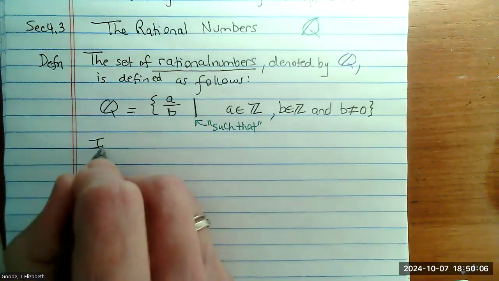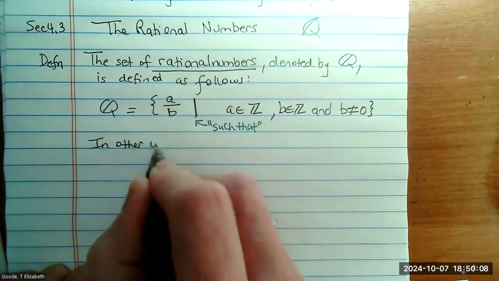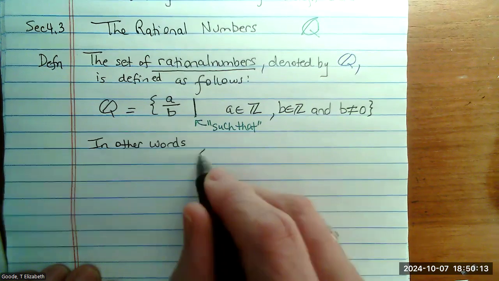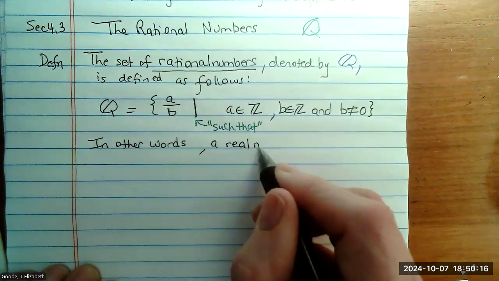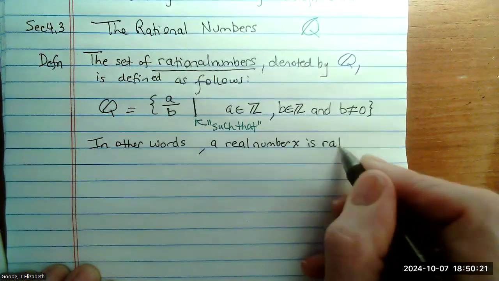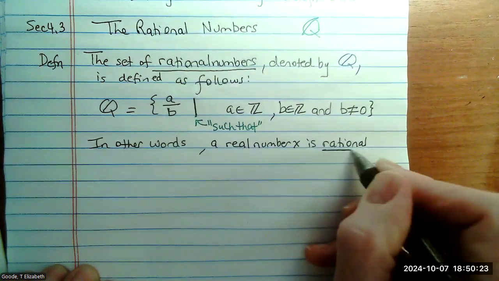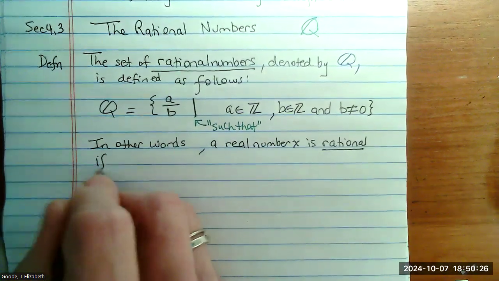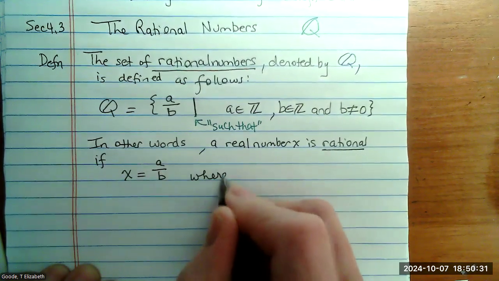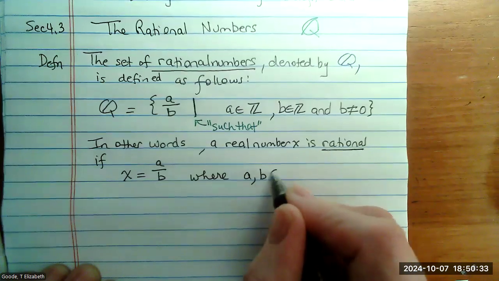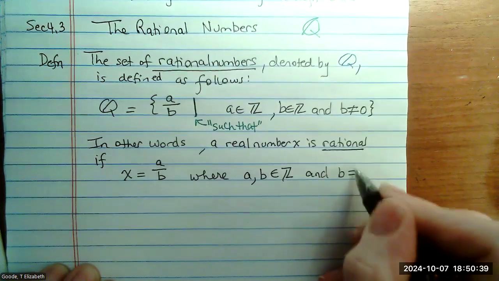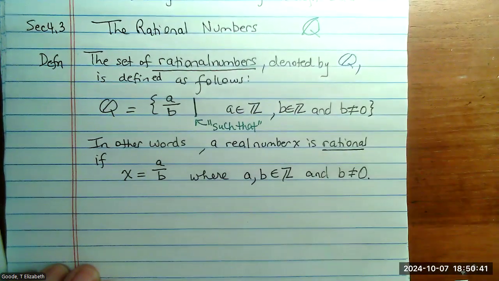Now, in other words, let's write this a little bit differently so that we can apply it to a single rational number. A real number x is rational if x is equal to a over b, where a and b are in Z, and b is not equal to 0. So that's the definition of a rational number.